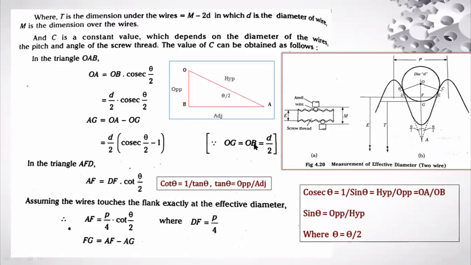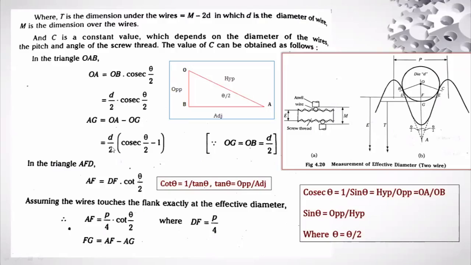Again, this AG is equal to OA minus OG. This AG, you can see here, from this point, this is A, this is G. AG can be written in the form of OA minus OG. From OA, if you subtract OG, you're going to get AG only, right? AG is equal to OA minus OG. That OA is what you got in the earlier one, right? OA is equal to d by 2 cosecant theta by 2.